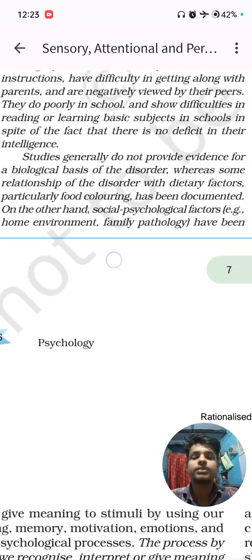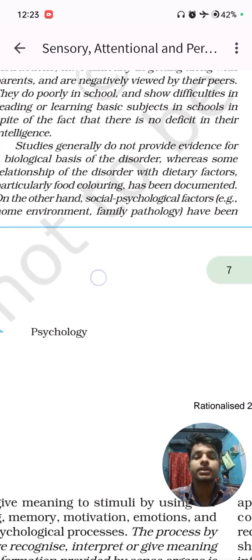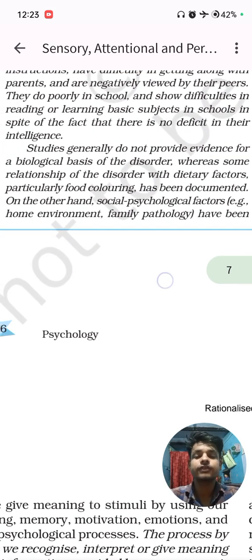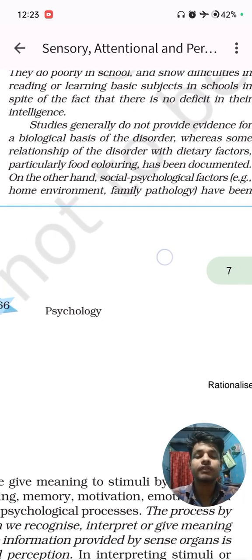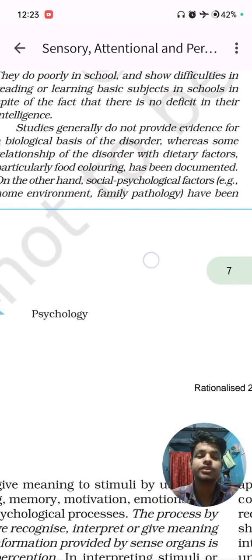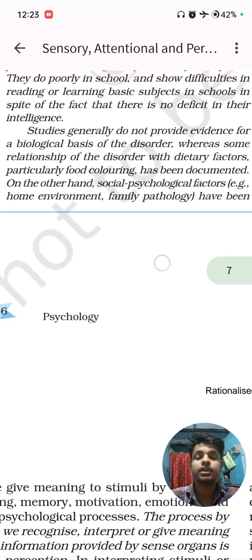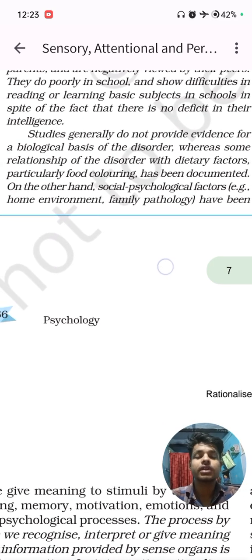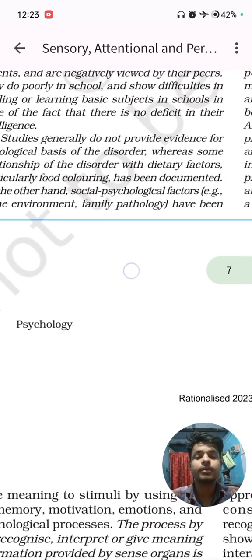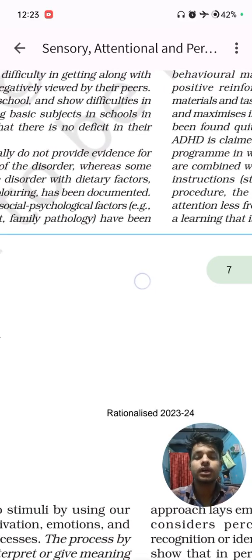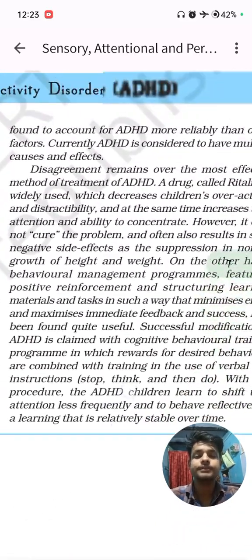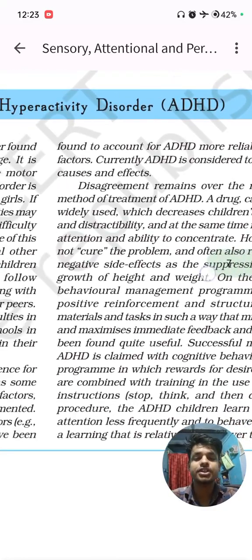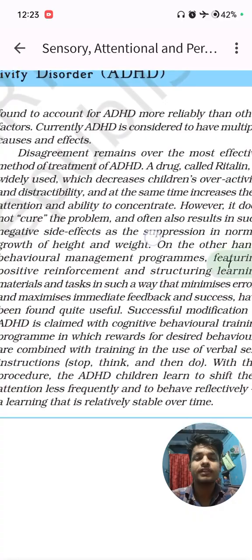In spite of the fact that these are not depicted in these studies, society generally does not provide evidence for the biological basis of the disorder, whereas some relationship of the disorder with dietary factors, particularly food coloring, has been documented. On the other hand, social psychological factors, for example home environment and family pathology, have also been found. The account of ADHD is more reliable than other factors.